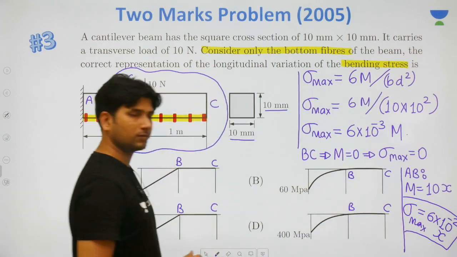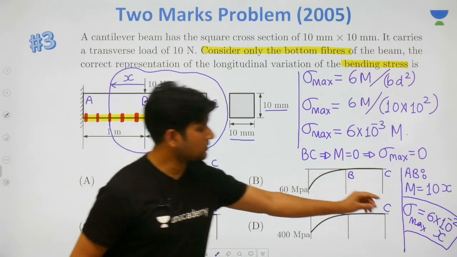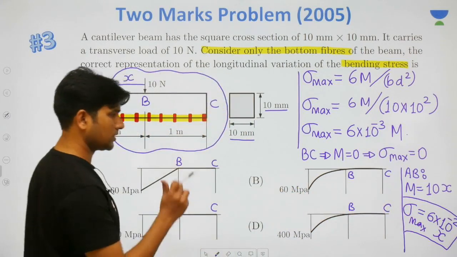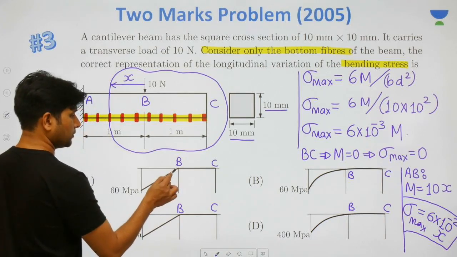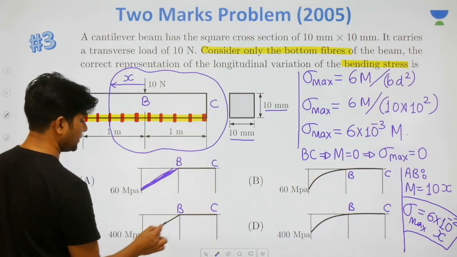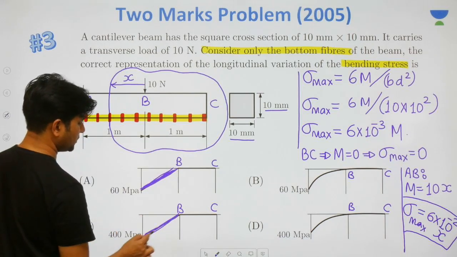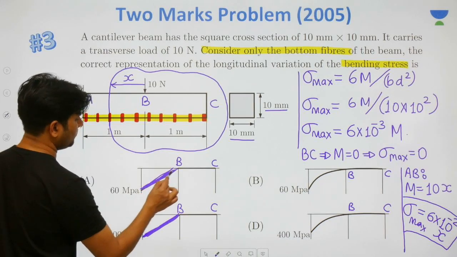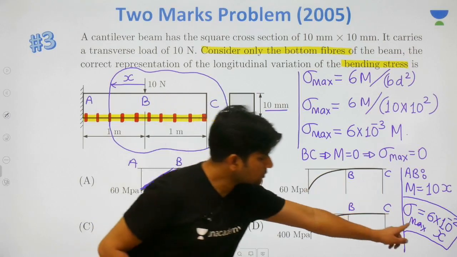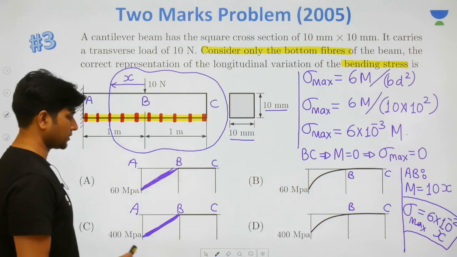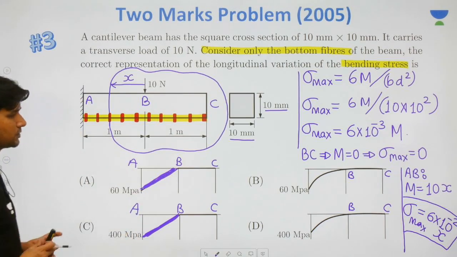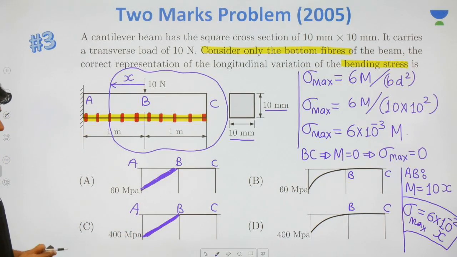Now this is what? Linear or parabolic? 6 into 10 raised to minus 2 multiplied by x is what? Linear or parabolic? Naturally it is linear. So if it is linear, then either option A is correct or option C is correct, because between A and B you have linear variation. So sigma max you are getting as a linear function of x. Now, how do we know whether the first option is correct or the third option is correct?